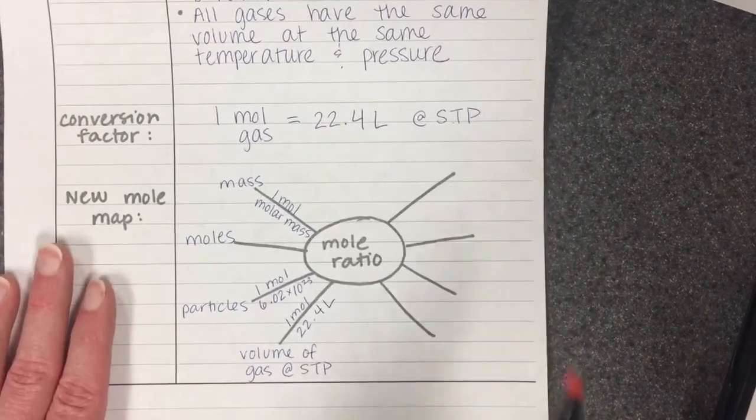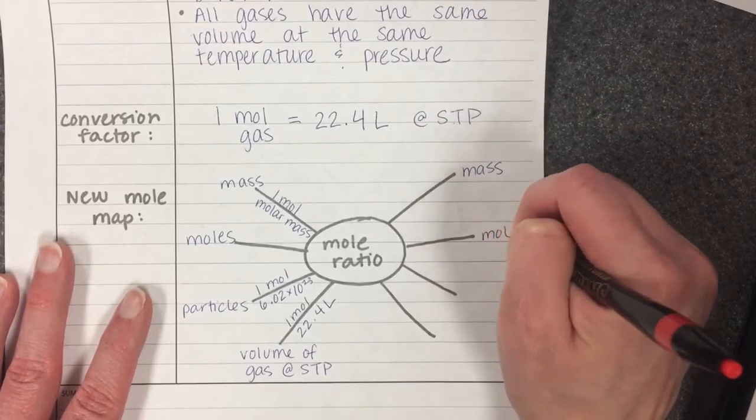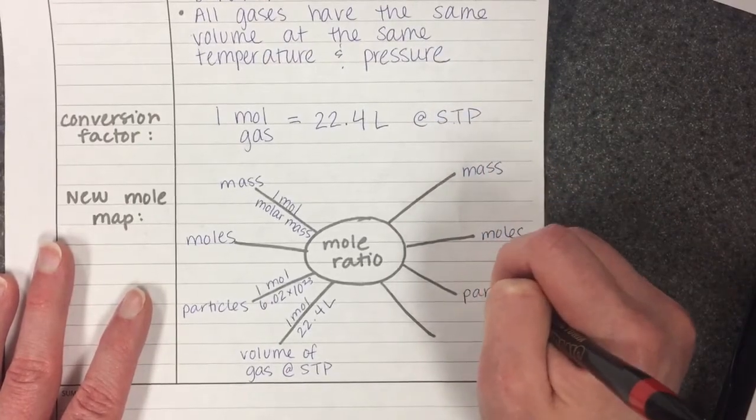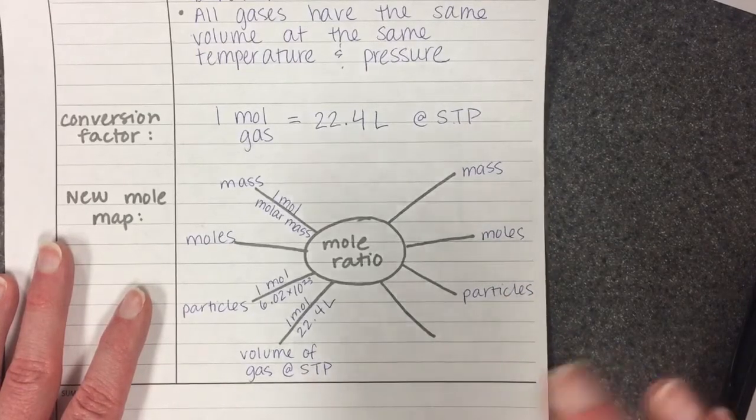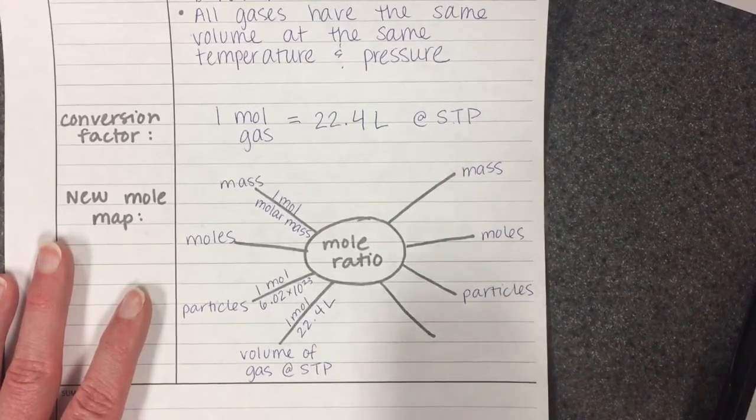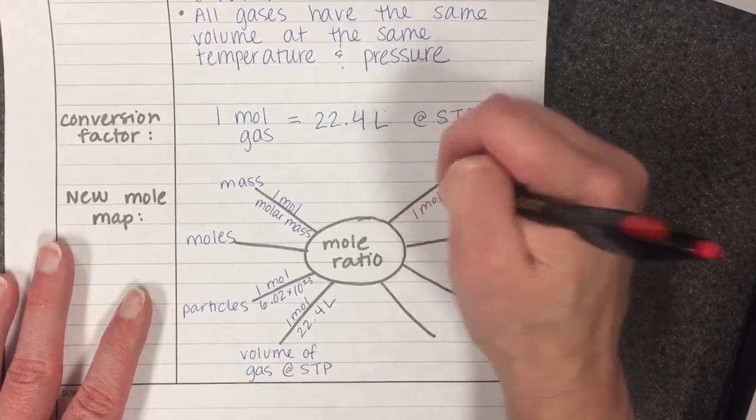Okay, now if I'm trying to get mass or moles or particles, we use those same conversion factors, right? We just kind of flip them around at the end because we're trying to convert from moles to mass. So I put 1 mole on the bottom this time.